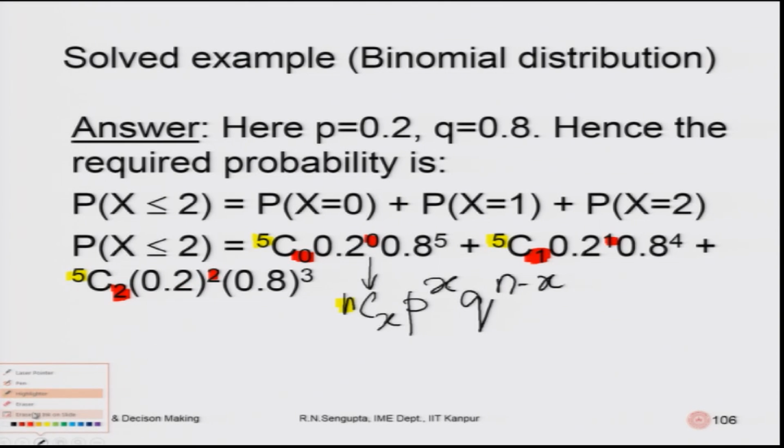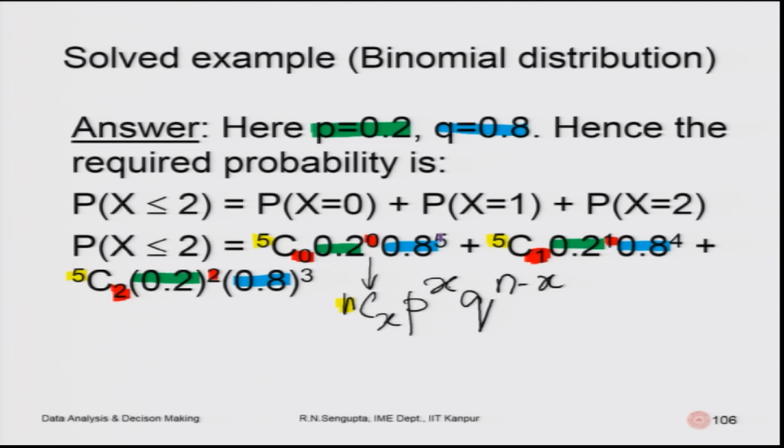Now, I want to highlight that value of p. P we have considered as 0.2. So, P would be 0.2 here, 0.2 here, 0.2 here. We have considered Q. So, Q is 0.8 here, 0.8 here, 0.8 here. And the values you have, let me use a magenta color.